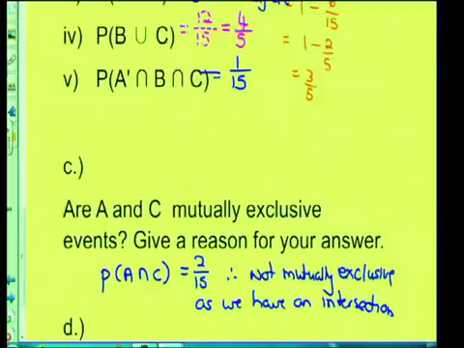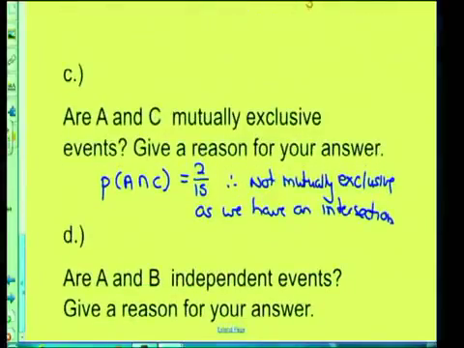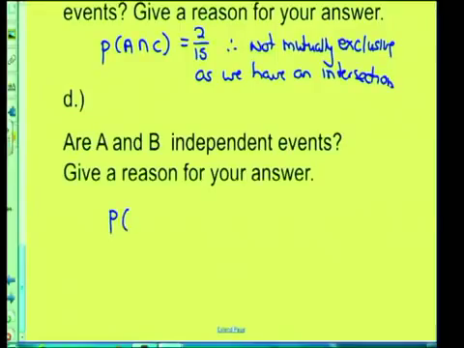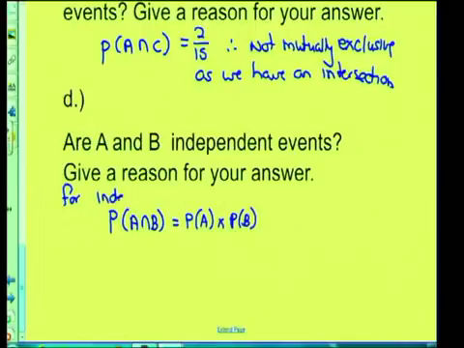Okay, so that's clear enough, I'm sure. Now it says, are A and B independent events? Give a reason for your answer. Right, so remember, for independent events, we know that the probability of A intersection B is equal to the probability of A times the probability of B. So what I would do is I'd tell the examiner, for independent events.